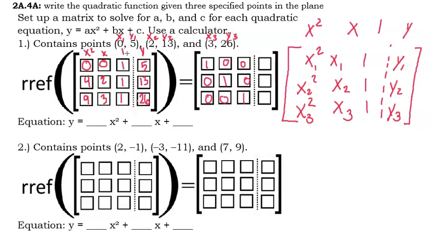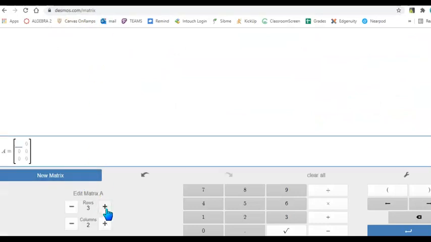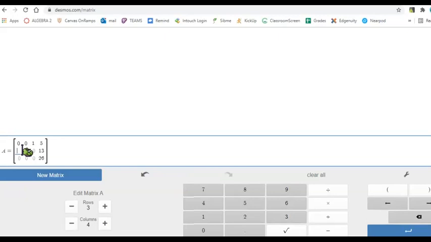Notice this is a 3 row by 4 column matrix. So it's 3 by 4. Let's review how to use the calculator for this. Specifically the Desmos calculator. So we want to go to desmos.com/matrix. And then we'll click New Matrix. We have 3 rows and 4 columns. From there we'll write in our values that we put on our paper. And then press Enter.